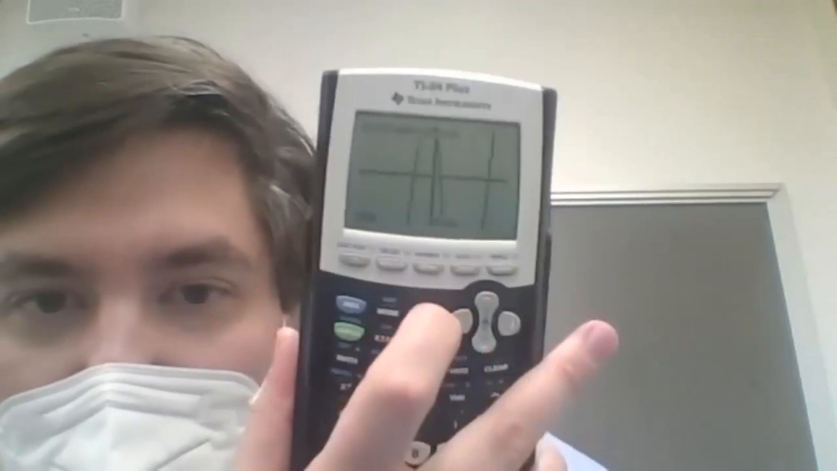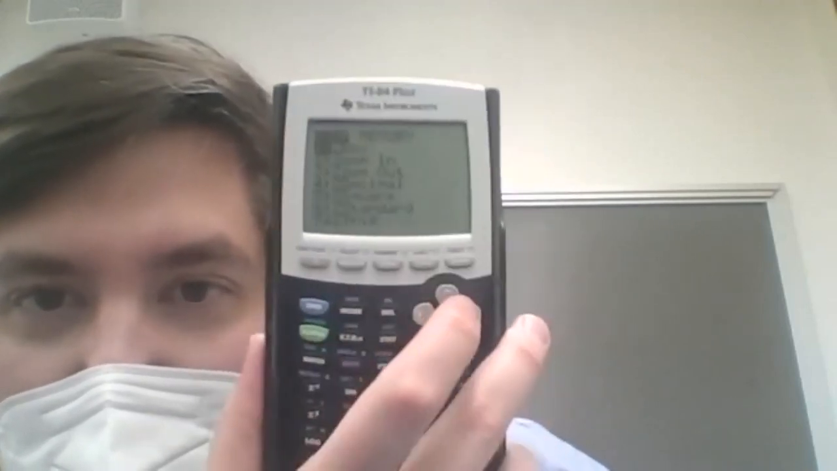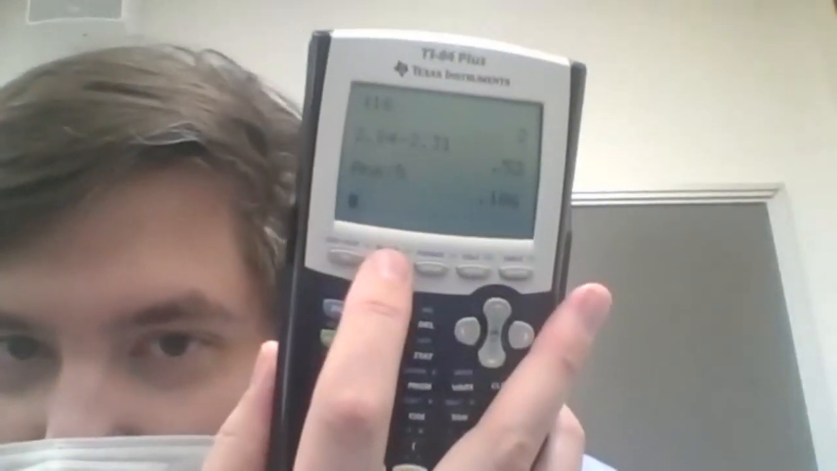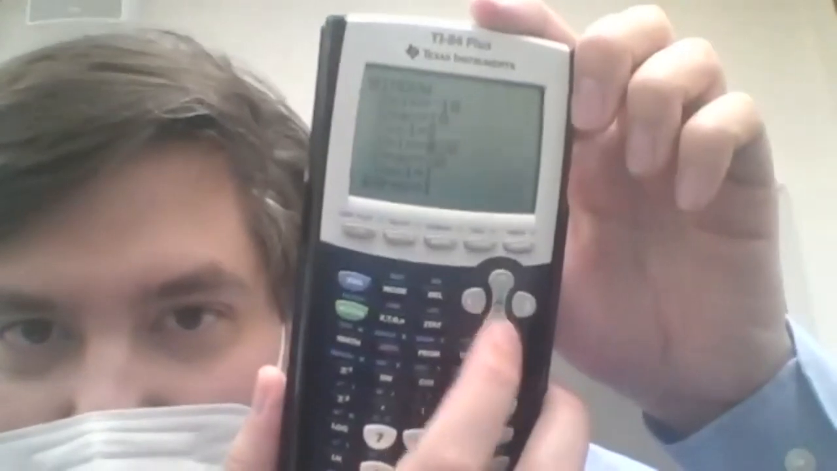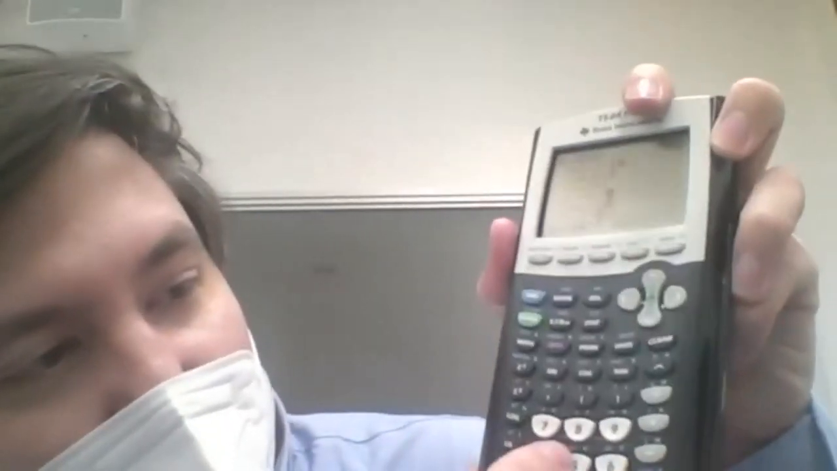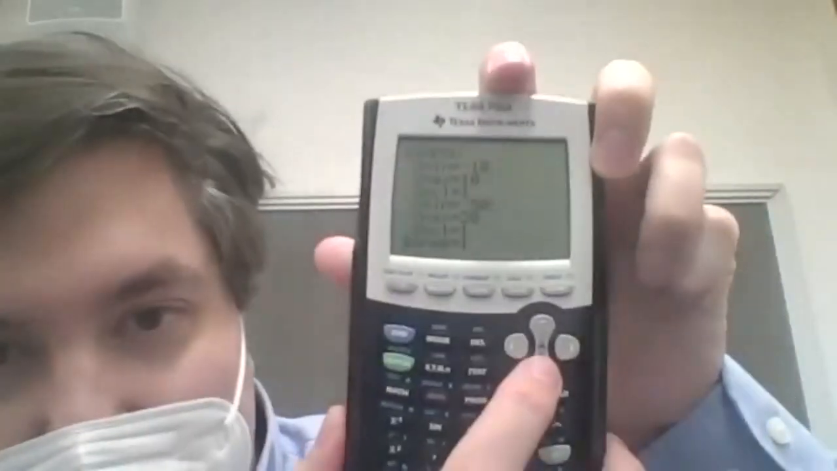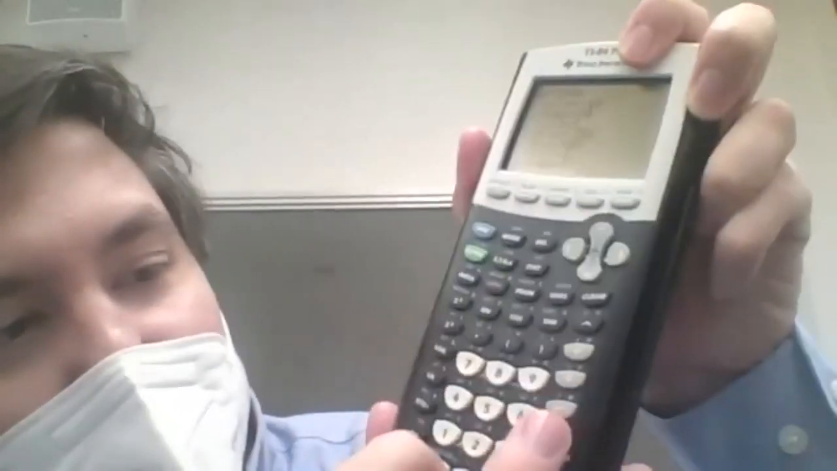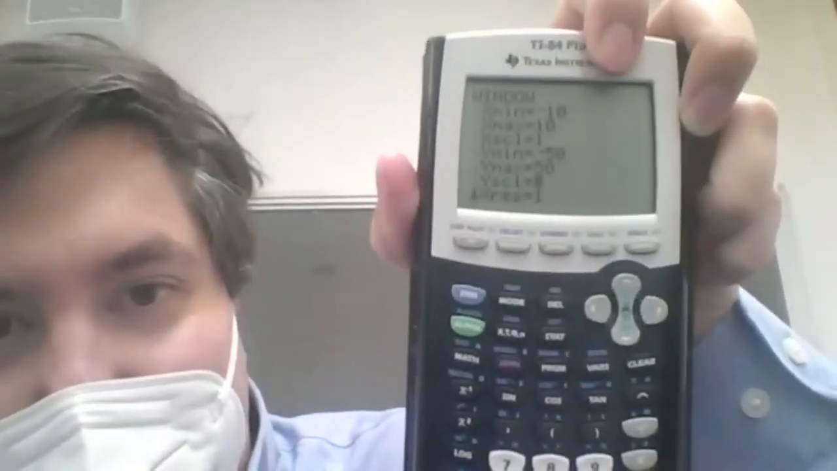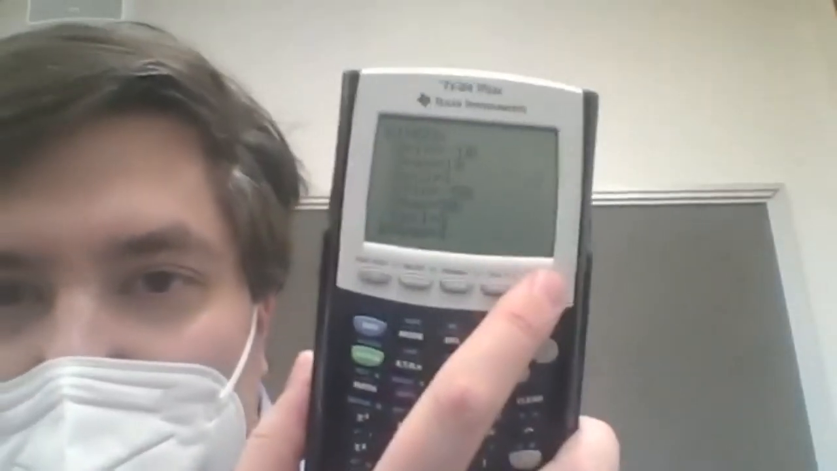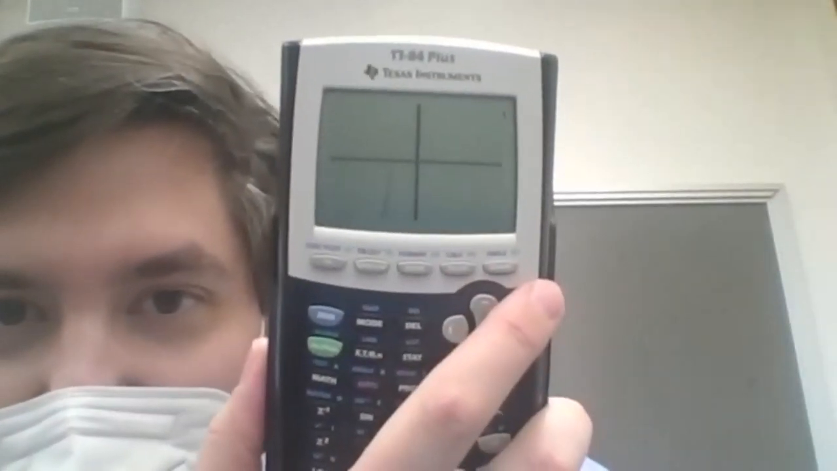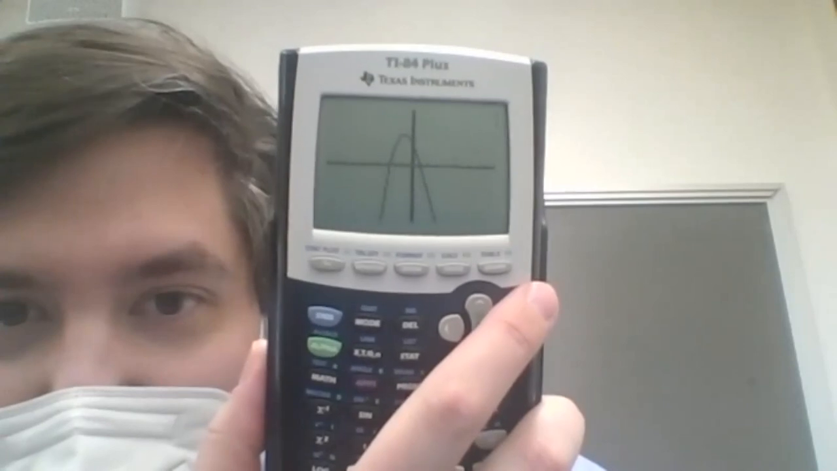So maybe we'll try, let's see here. Window is the button I want. Let's try 50 this time. Let's try negative 50 and then positive 50. We'll do that this time instead. Just keep widening our range until we end up catching the whole graph.